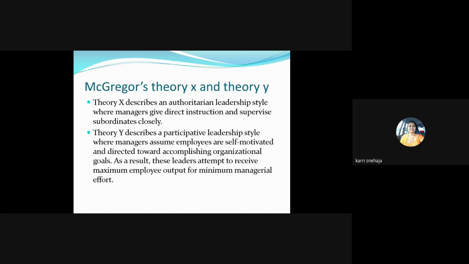The next and last theory that we talk of is McGregor's theory of X and Y. Now the X and Y theory, what does it say? The X theory described an authoritative leadership style in which managers give direct instruction and supervise the subordinates. There is a delegation of authority and responsibility. Whatever has been decided at the top management flows from the top to the bottom in the hierarchy structure.